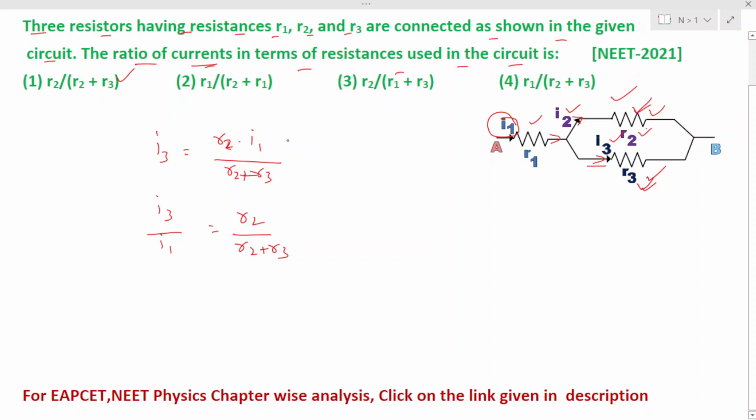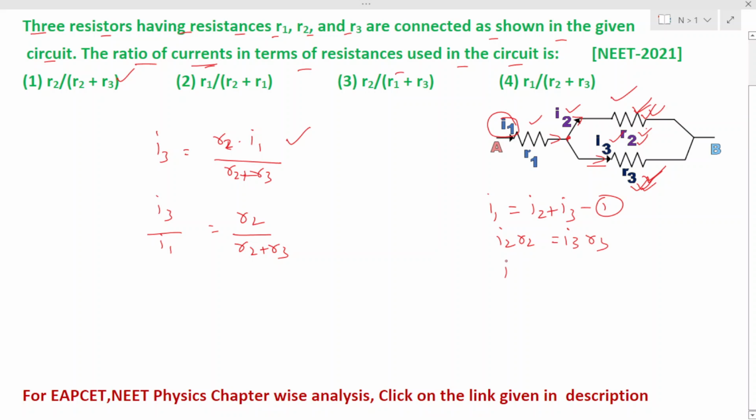This is using a shortcut. If you want to do it directly, see, this is the point where the current is being split. If you apply Kirchhoff's first law, I can write the incoming current I1 is equal to the sum of outgoing currents, that is I2 plus I3. Let me take this as equation 1. Now these resistors R2 and R3 are parallel, which means the potential drop across R2 will be equal to the potential drop across R3, that is I2 R2 is equal to I3 R3.